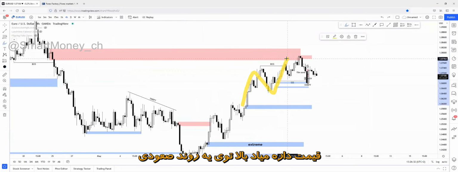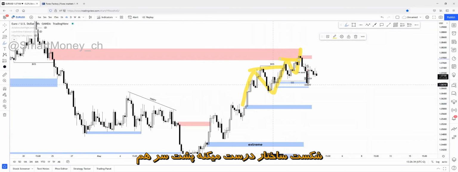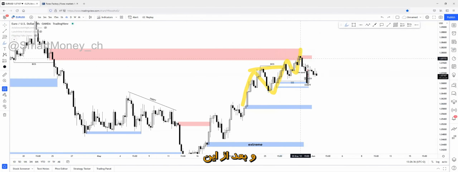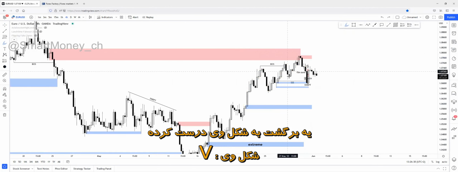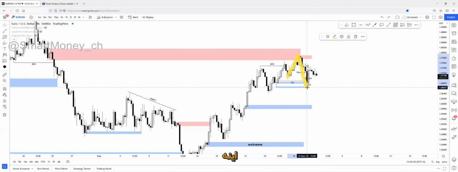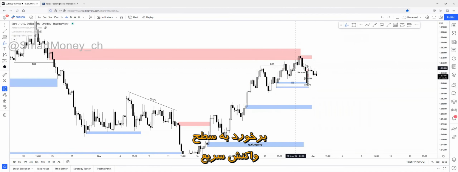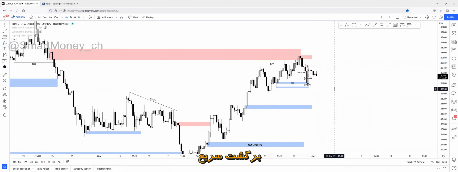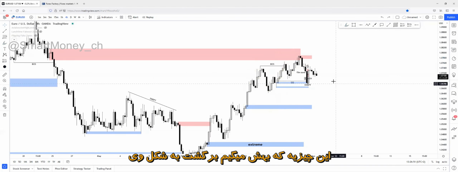Price was coming up in an uptrend, creating breakout structures over and over again to the upside. And after this, prices reversed to the downside immediately with a V-shape recovery. You can literally see the V-shape. This is what we call a V-shape recovery. Top of the zone, immediate reaction, immediate reversal. That is what we call a V-shape recovery.